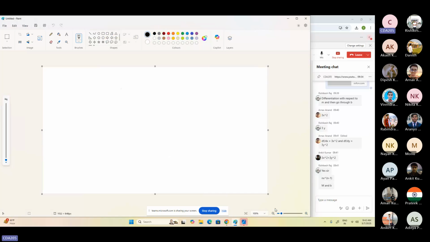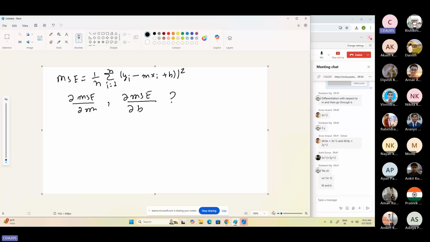No, this is wrong. What I told you is that MSE is equal to 1 by n summation i is equal to 1 to n, this is (yi minus (mxi plus b)) whole square. You have to calculate the derivative of MSE with respect to dm and dMSE with respect to db. What is the value? Everyone calculate it. Anyone got what is the answer?